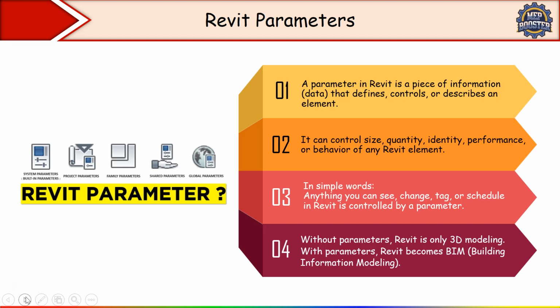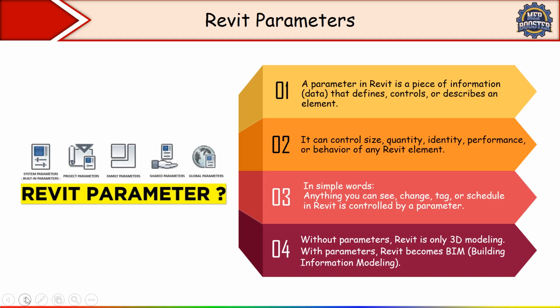Without parameters, Revit is only 3D modeling. With parameters, Revit becomes building information modeling. So this is the heart of BIM. Without parameters, anything you see is just a 3D shape. There is no quantity, no schedule, no data. So this is CAD in 3D. Simple. And with parameters, what happens? The elements become intelligent elements. Even you can prepare the BOQ and quantity takeoff.